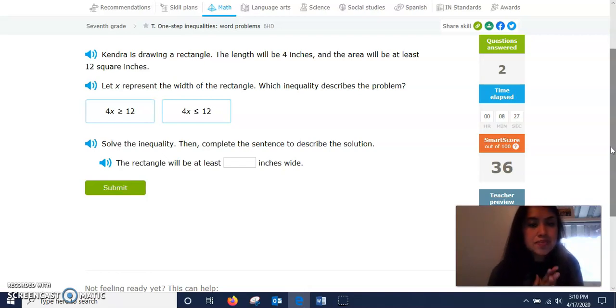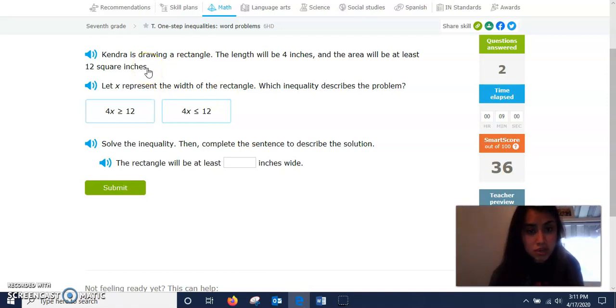Here it says, Kendra is drawing a rectangle. The length will be 4 inches and the area will be at least 12 square inches. Let x represent the width of the rectangle. Which inequality describes the problem? Again, it's really cool how they already give you the operation you're using, which is multiplication, and they tell you the 4, and they tell you your goal, which is 12. The thing we need to decide is which inequality sign to use.